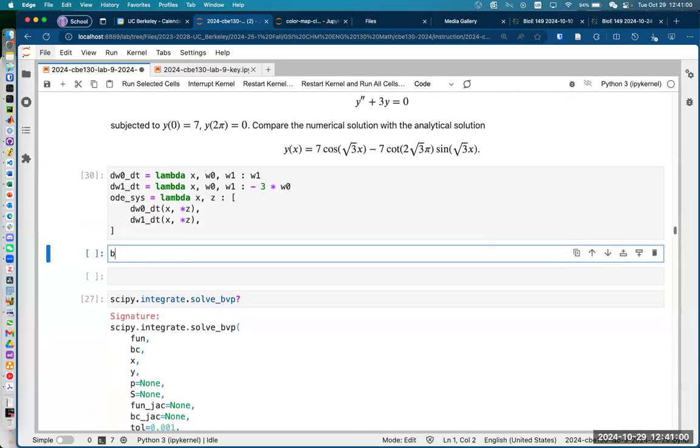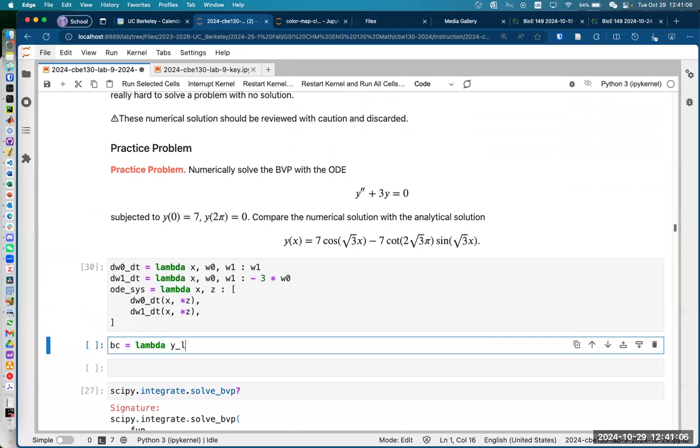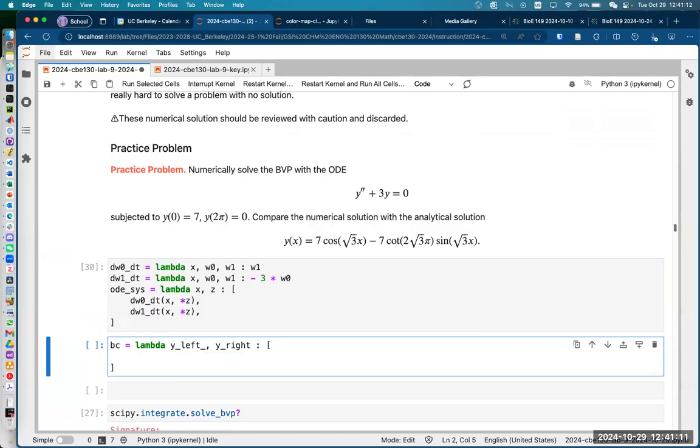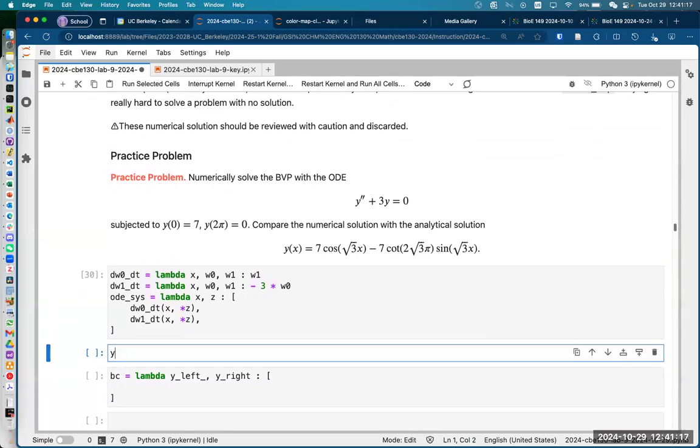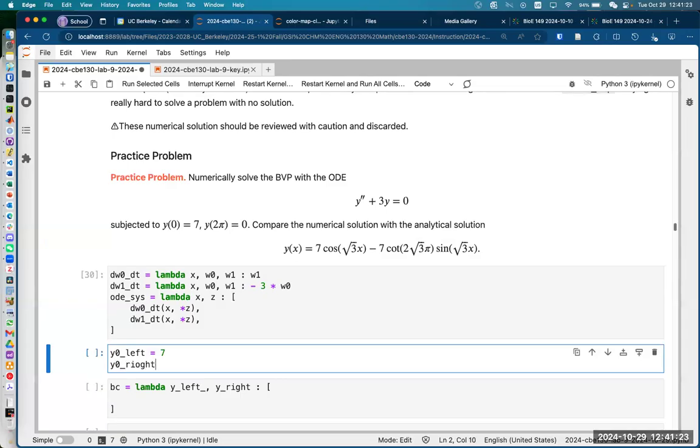The boundary conditions must be defined as a lambda function, not a list. And it takes in y left and y right. And it returns a list. So the boundary condition we have is on y0 left is 7, and y0 right is 2 times pi. Here, the 0 means the order of derivative. So 0th order derivative is the original function. And evaluated at left is parentheses 0. Evaluated at right is parentheses 2 pi.